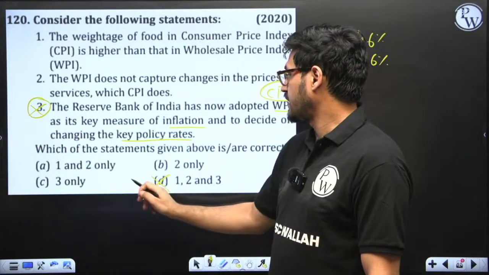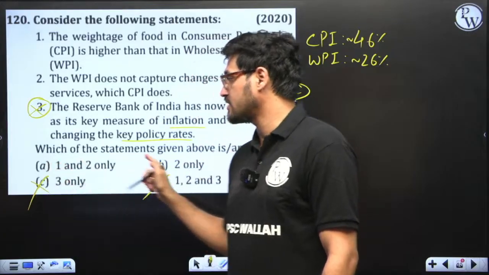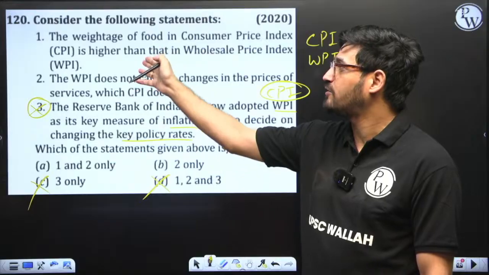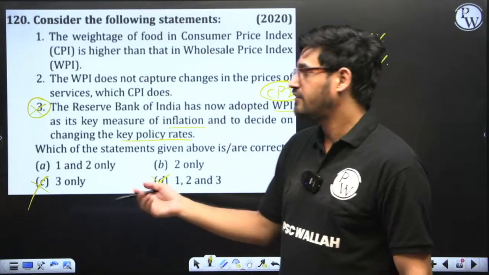You use 3 to eliminate. That means your choices now are 1 and 2 only, and 2 only. That means 2 definitely is correct. You only have to check whether 1 is correct or not, and we know that 1 is correct.